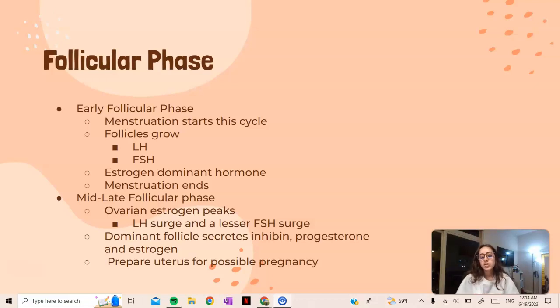High levels of estrogen in this late follicular phase prepare the uterus for possible pregnancy. The endometrium grows to a thickness of about 3 to 4 millimeters. The cervical glands produce lots of thin and stringy mucus to facilitate sperm entry. A lot of this is in preparation for a pregnancy that could possibly occur.